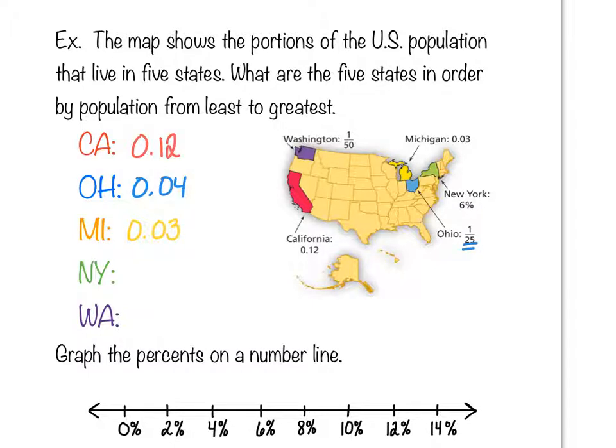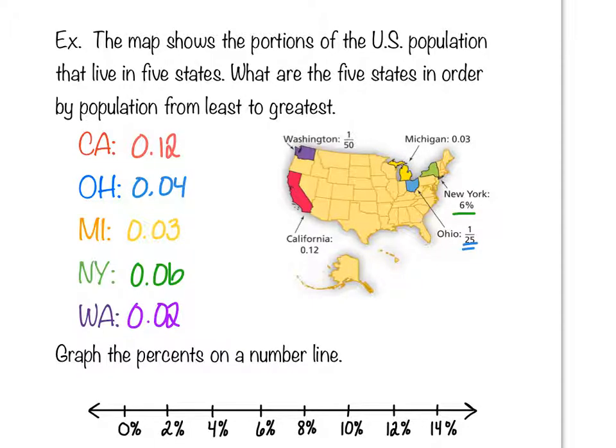New York says 6%, and that would be 0.06 if you move the decimal backwards 2 spots. And then Washington is 1/50th. 1 divided by 50 is 0.02. So now we can see that Washington has the least amount and California has the most.